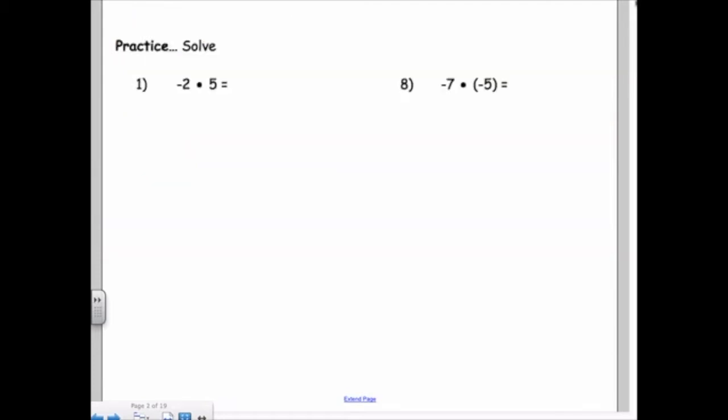So let's do the next two together, and then after we do these two examples, I'm going to have you pause and do some on your own and then check the video to see if your answer is correct. So in example 1 here, -2 times 5, just do 2 times 5, which is 10. Then ask yourself, are signs the same or different? If they're the same, your answer is positive. If they're different, your answer is negative. Because in example 1 here, signs are different, one's negative, one's positive, my answer is -10.